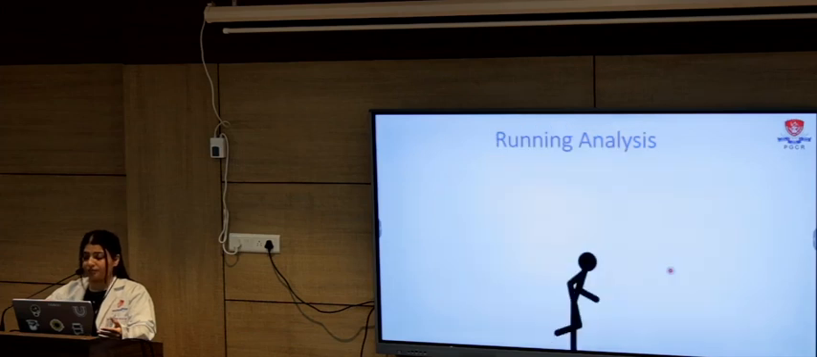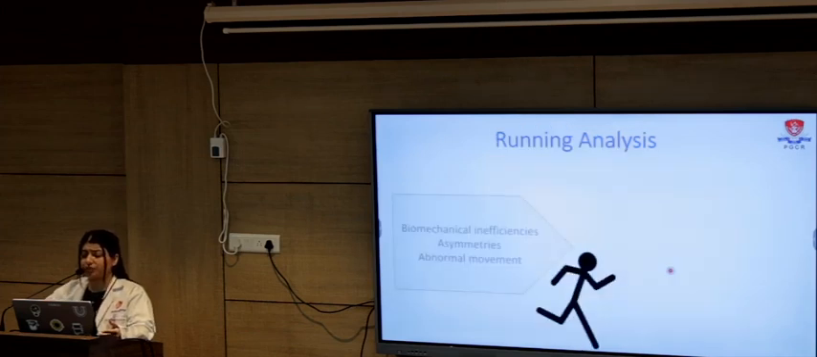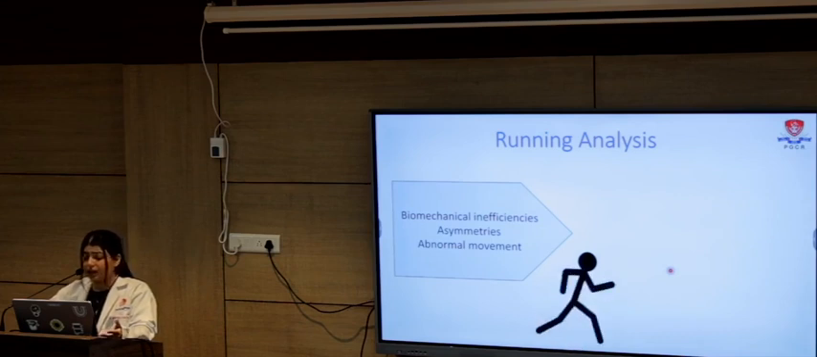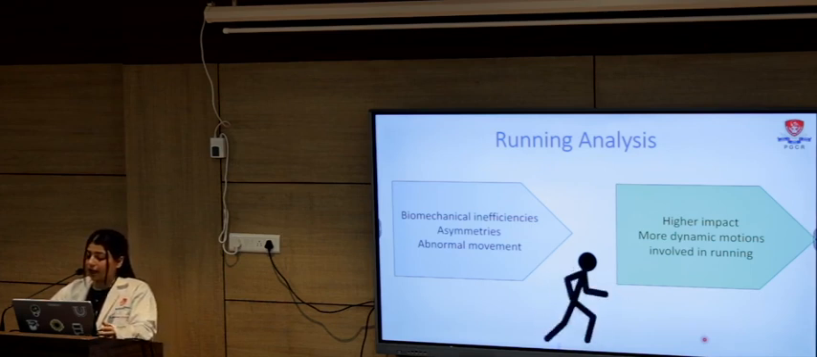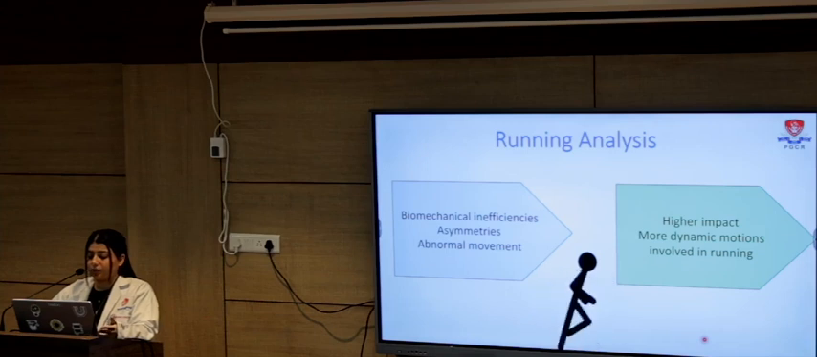Running analysis is a crucial tool in sports injury prevention and rehabilitation, as it helps identify biomechanical inefficiencies, asymmetries, and abnormal movement patterns that can lead to or exacerbate injuries. Unlike general gait analysis, which typically focuses on walking patterns, running analysis examines the higher impact, more dynamic motions that are involved in running. This includes factors such as stride length, ground contact time, joint angles, and muscle activation during high-speed movement, since running places a greater stress on our musculoskeletal system than walking does.